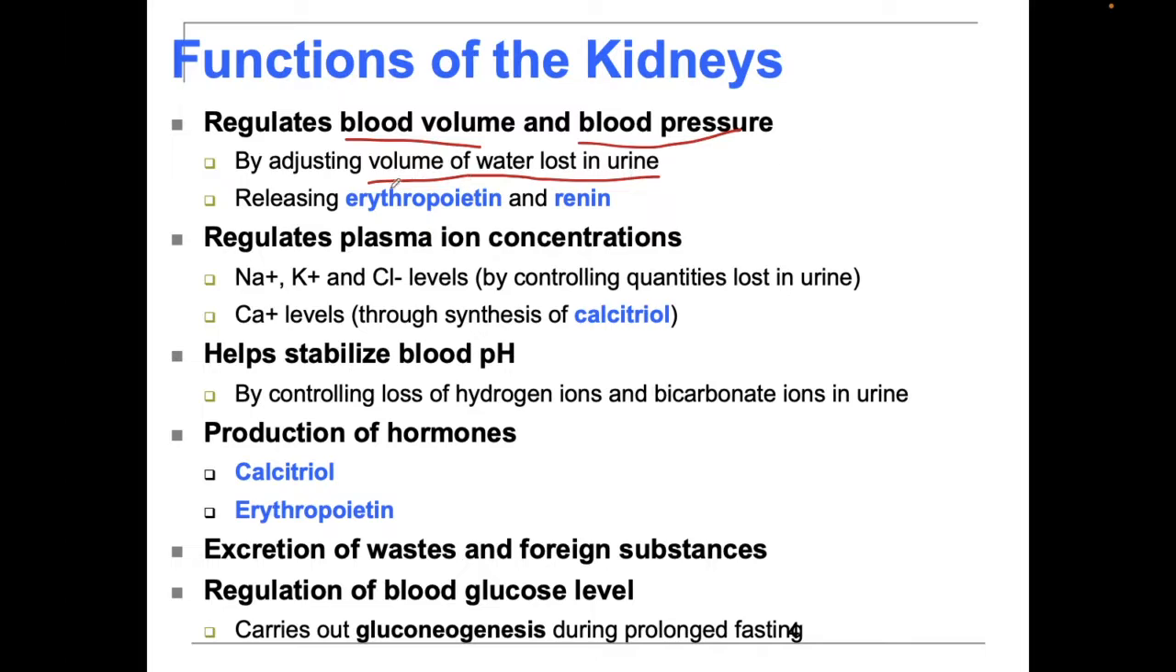Okay. The kidneys are involved in releasing EPO, erythropoietin. We abbreviate it as EPO. And EPO is the hormone that the kidneys release that goes to the bone marrow and pushes out more red blood cells. And it's involved in renin. And if we think about renin, renin is what takes angiotensinogen.